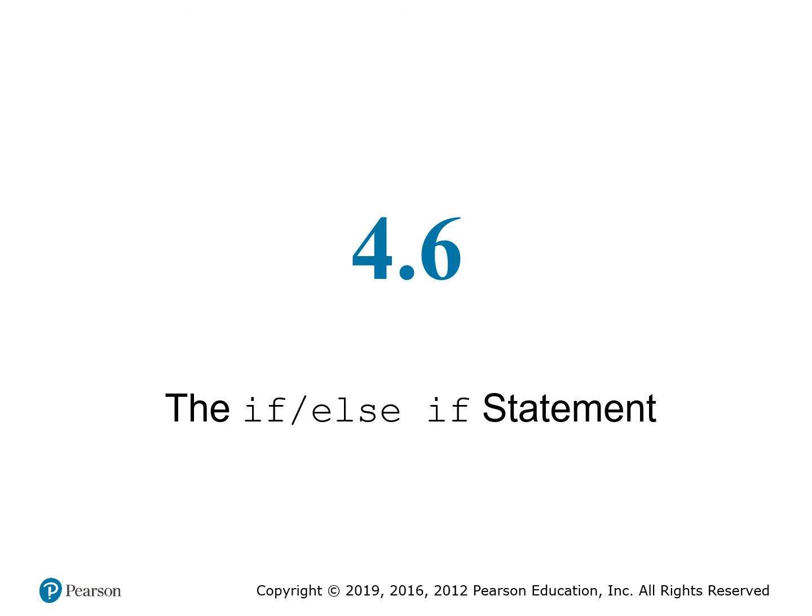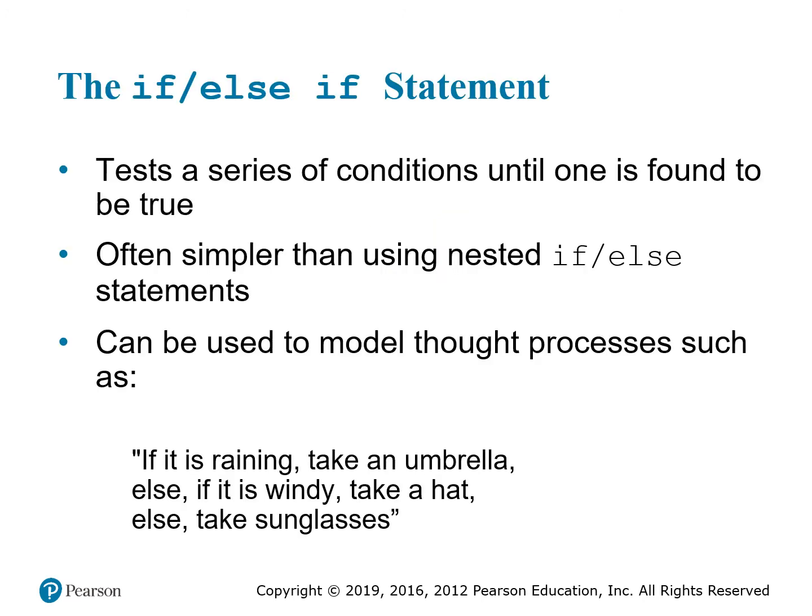You can also create a chain of different conditions using ifs and else and an if following each else, sometimes called an else if operation. This is for a series of conditions such as if raining, take an umbrella, if windy, take a hat. That one doesn't make sense to me. Maybe you don't want your hair blowing around. I don't know. Else, take sunglasses.